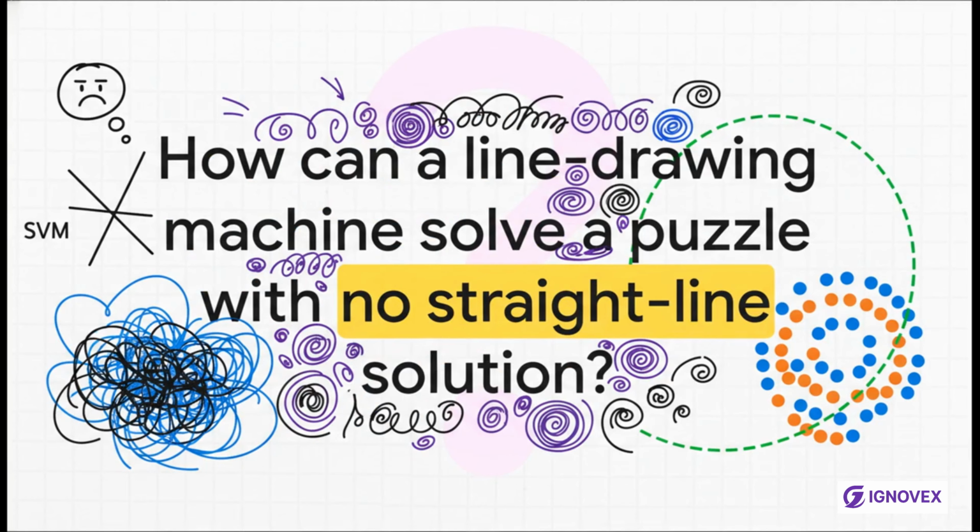So, now we've got a real issue. Our powerful line drawing tool, the SVM, is suddenly useless. It was built for a world of straight lines, and we've just thrown it into a world full of curves. How on earth is it supposed to adapt?